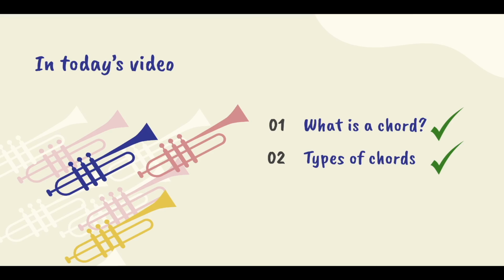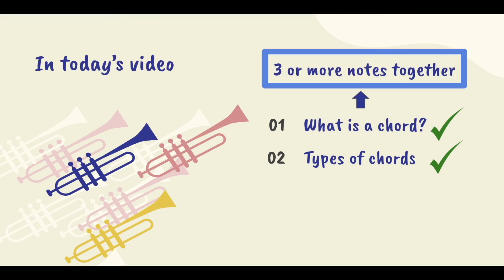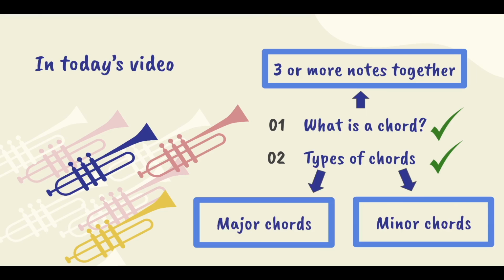So that is what we have covered in today's lesson. What is a chord? Chords are three or more notes together, and the types of chords, there are two types of chords, major chords and minor chords. In the next video, we are going to look more specifically at the major and minor chords and how we can build these chords.